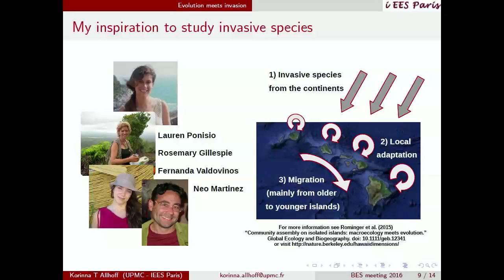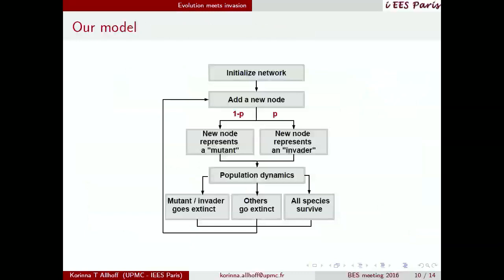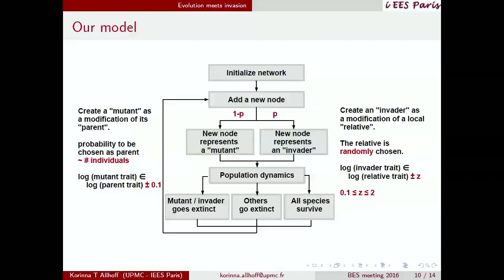And then Fernanda and me, we started to think about that. And we thought, it's super easy to do that. We just take our evolutionary algorithm that we already have, and now when we introduce a new node, we just roll a dice. And with the probability P, it's an invader. If not, it's just a mutant. So if it's a mutant, we do exactly the same as we did before. So we pick a parent node, and we introduce a new node, a mutant node, and these are similar, and this number gives me how similar they are.